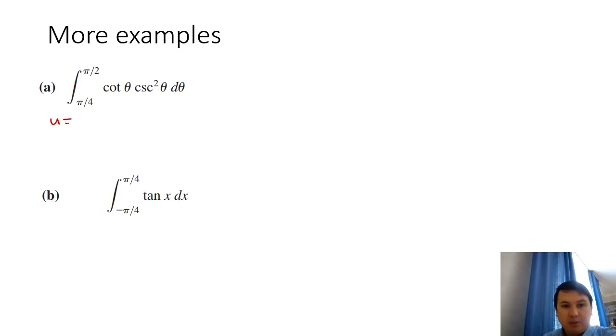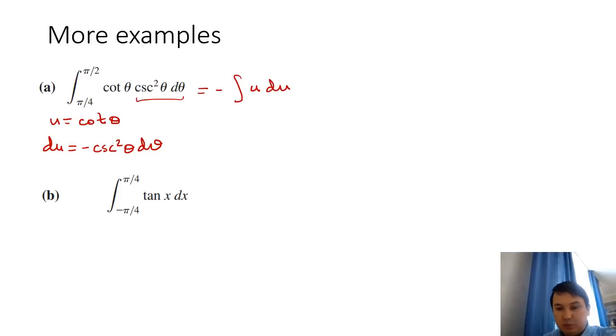Well, let's say u is equal to cotangent theta. Why cotangent theta? Well, when you take the derivative, you see the derivative of cotangent theta is minus cosecant squared theta d theta, right? So we already have those things except for the minus sign. So we do it as minus the integral of u du. Now we need to decide the limits of integration, right?